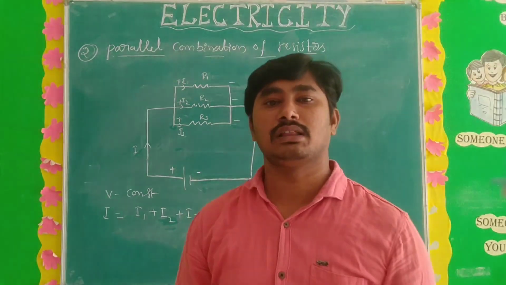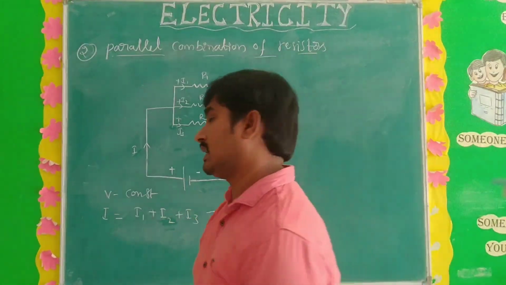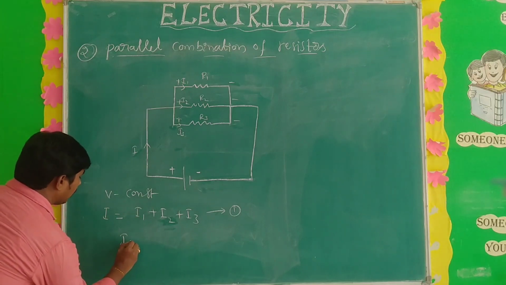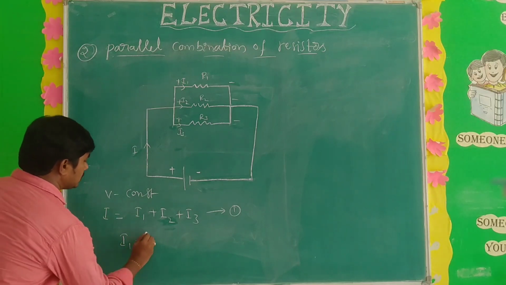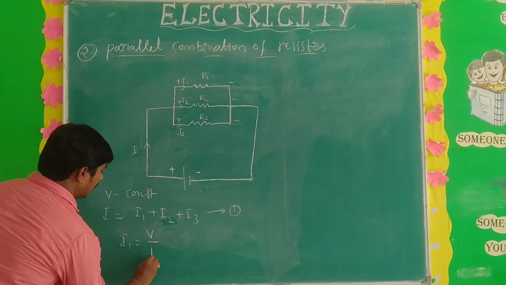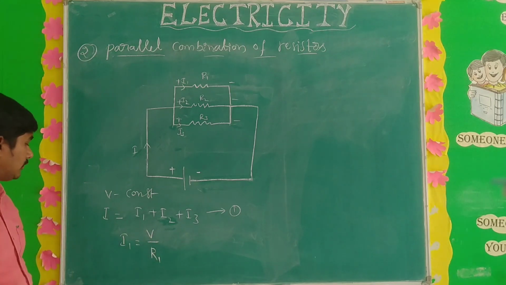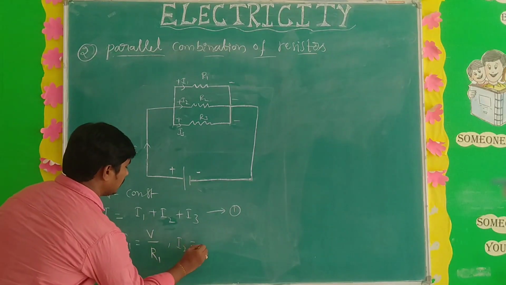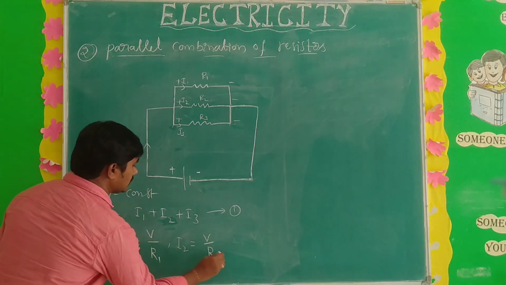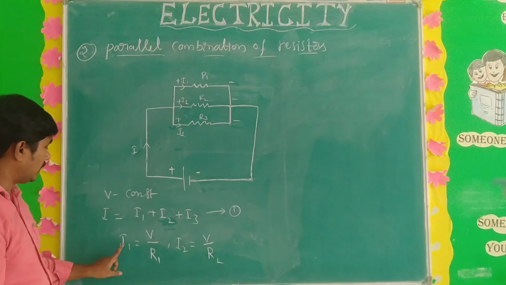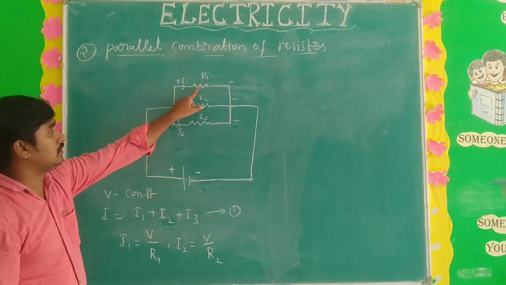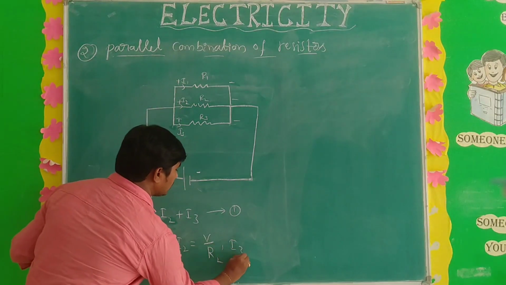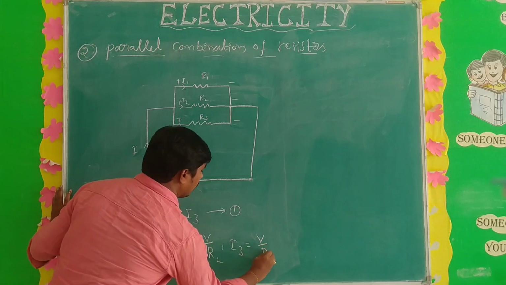And you know very well the formula for Ohm's law. Ohm's law explains the formula for I1. I1 is equal to V by R1. In the same way I2 is V by R2, because here V is constant. For I1, the resistor is R1, so V is constant, the total voltage is constant. And I3 is equal to V by R3.